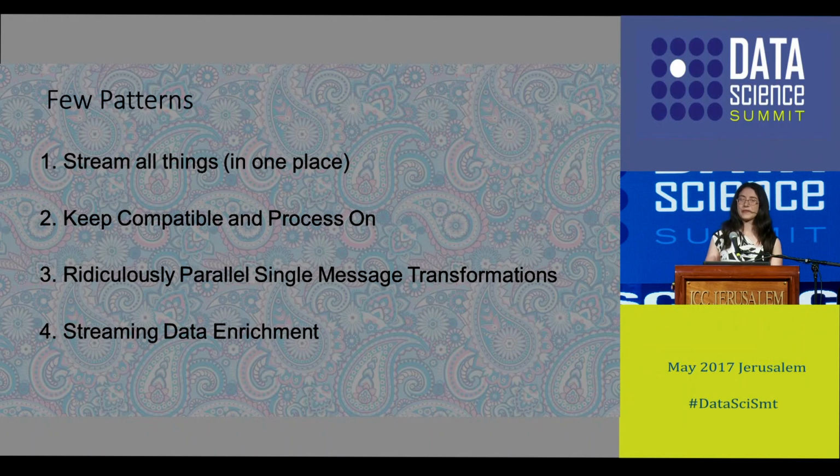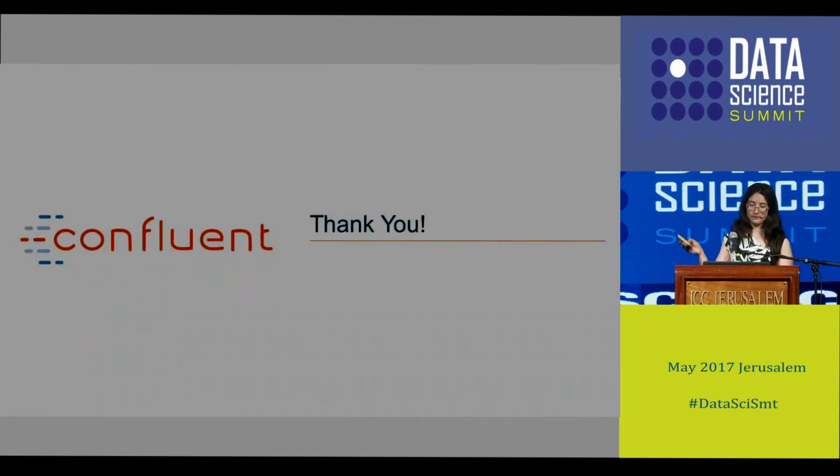Whew, OK. So we talked about how everything is really a stream, and you can use Kafka to manage them. We talked about compatibility. We talked really fast about single message transformations, which are fast and parallel. And we talked about a cool trick for doing data enrichment. So I think I fulfilled my commitments even 2 minutes early.